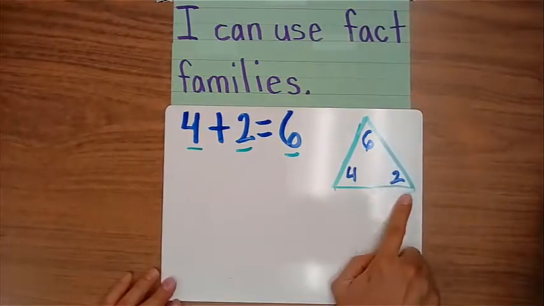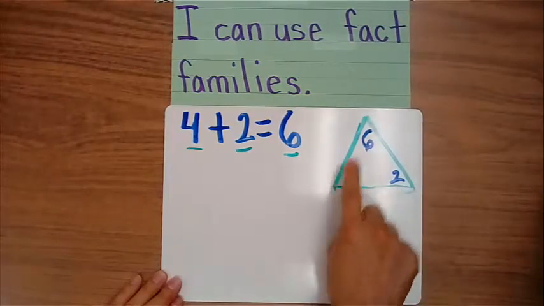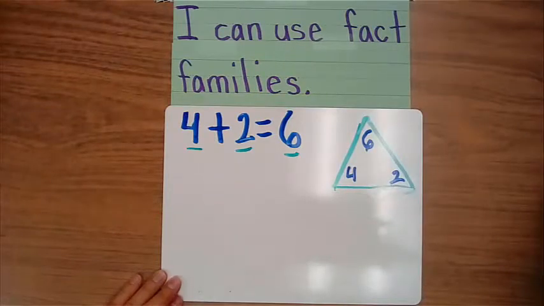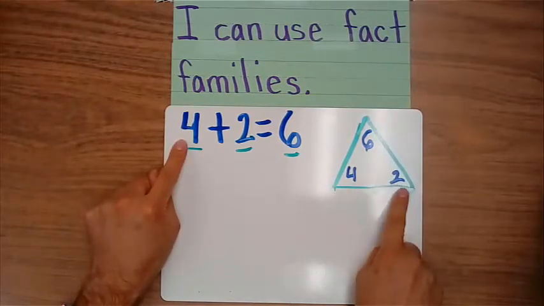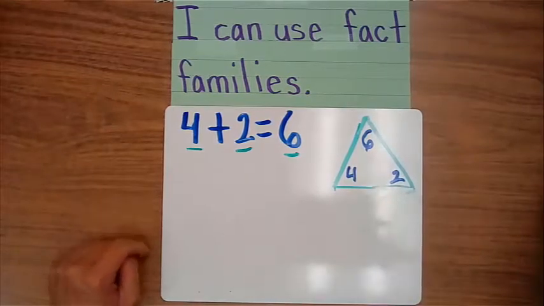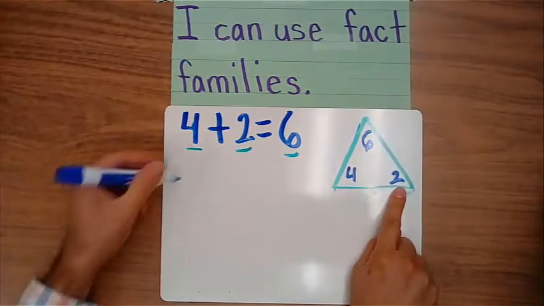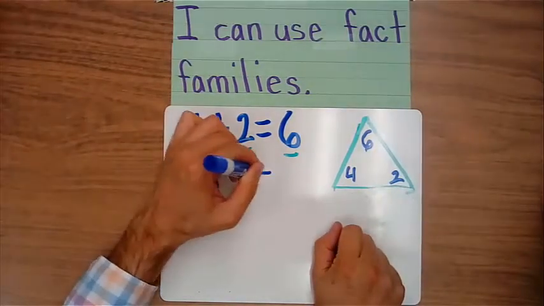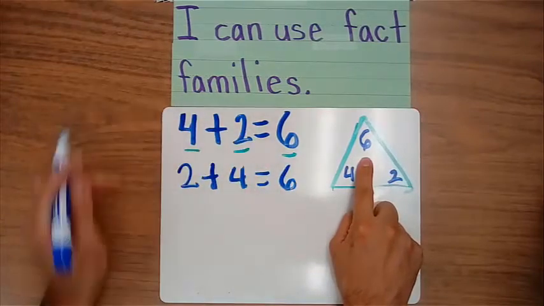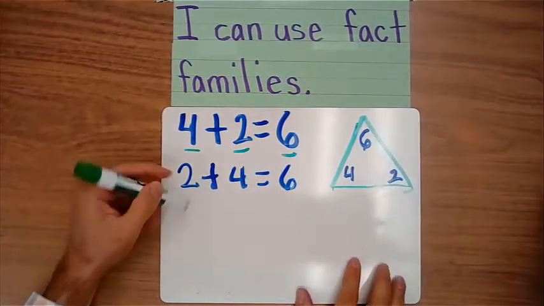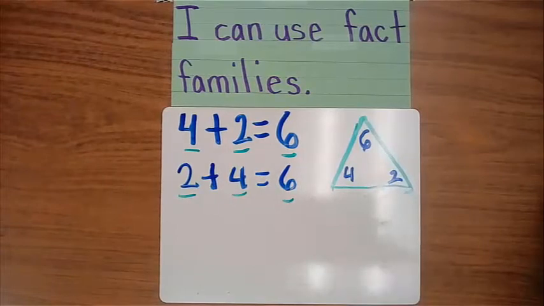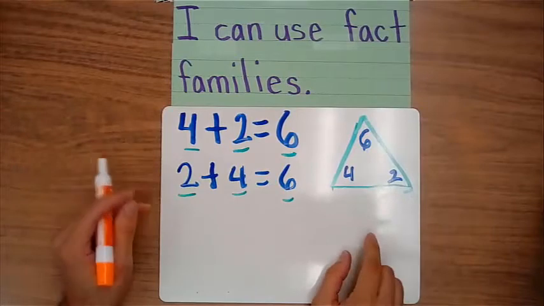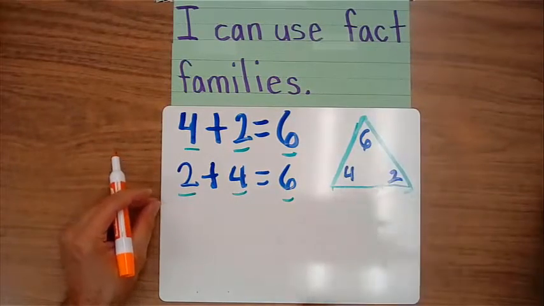Okay, so now, if I have these family members, what kind of sentences can I make? What kind of addition sentences? Well, I know I could say 4 plus 2 equals 6. I can also say 2 plus 4 equals 6. Do you see how I only used those family members? Okay. Now, what if I wanted to make a subtraction sentence? How could I make a subtraction sentence only using these family members?